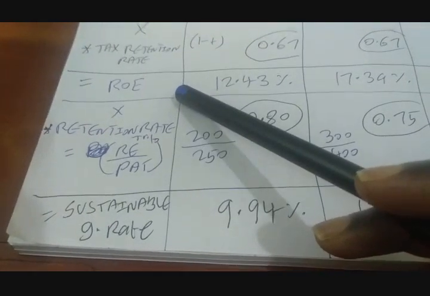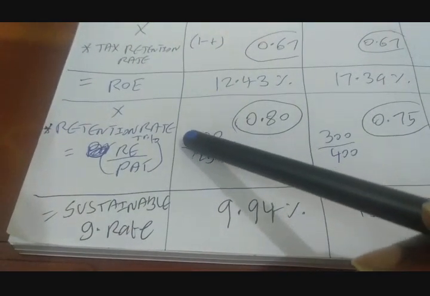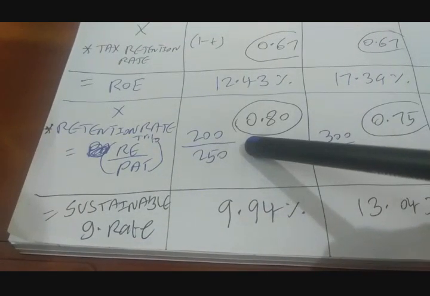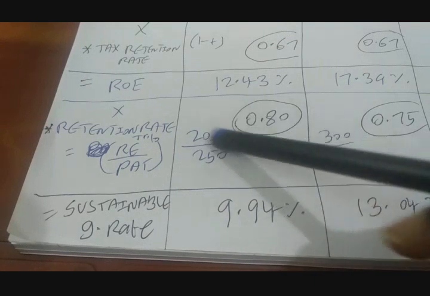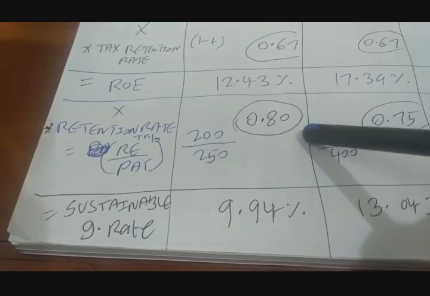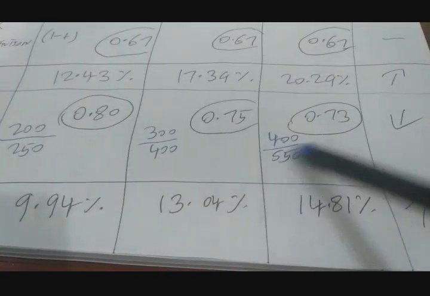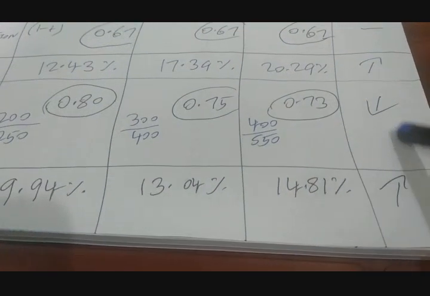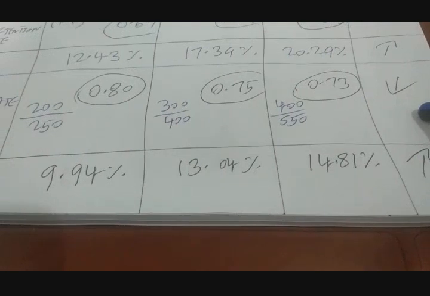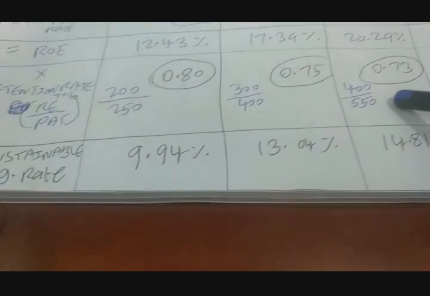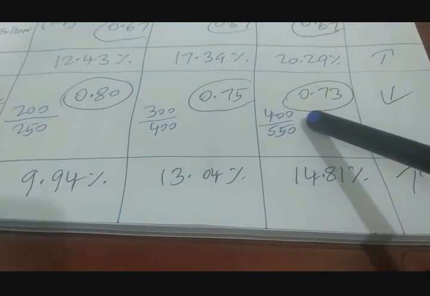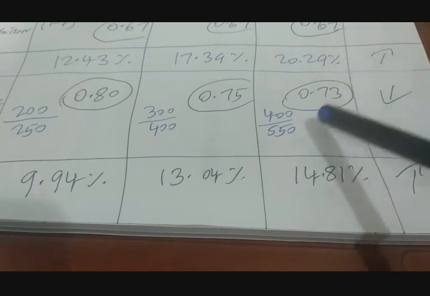ROE we have already computed. The retention rate formula is transfer to retained earnings divided by PAT. For the year T minus 2, the amount transferred is 200 by PAT 250, which gives us the retention rate of 0.80. For the next year it is 0.75. For the next year it is 0.73. Actually it's coming down, right? That means the company is not retaining more compared to the previous years. That means the company is paying more dividend, or the owners are taking more drawings if it is not a company format.